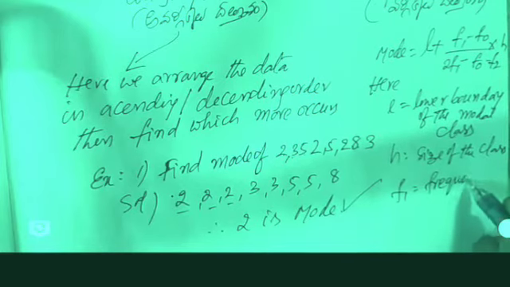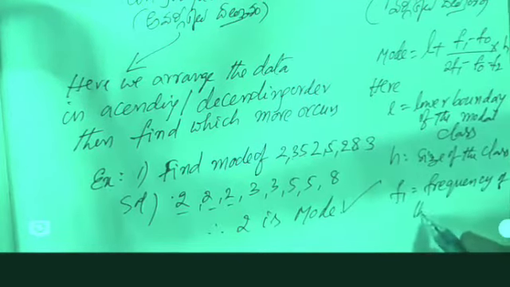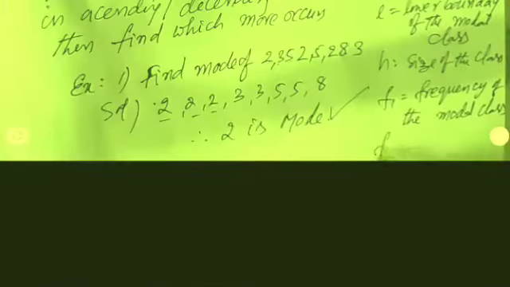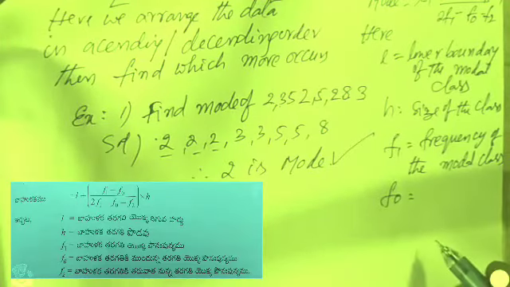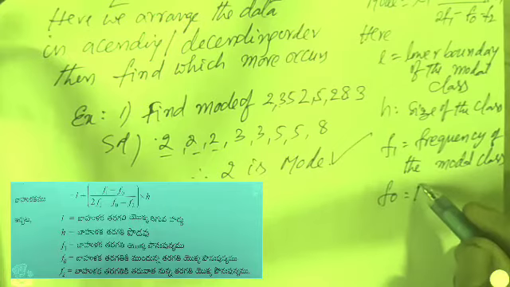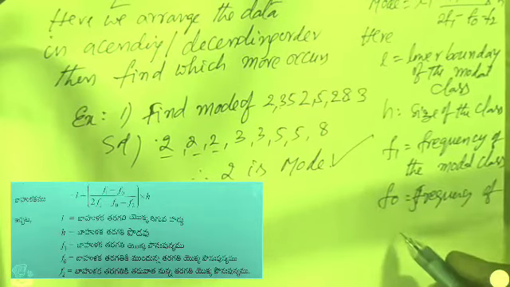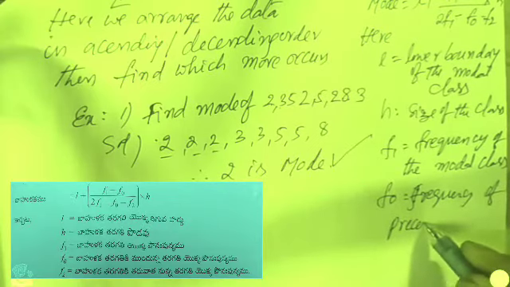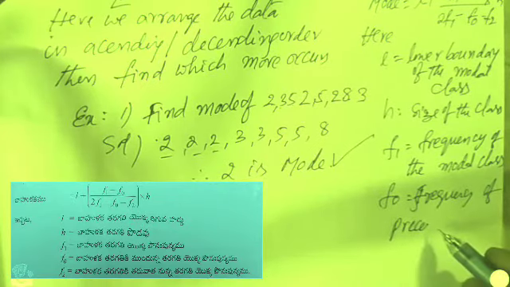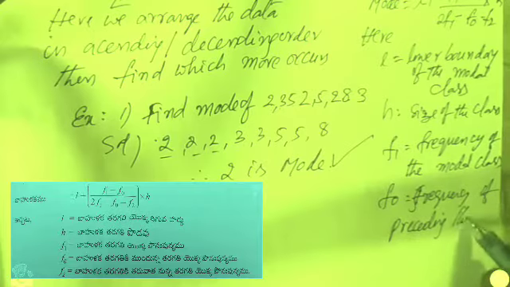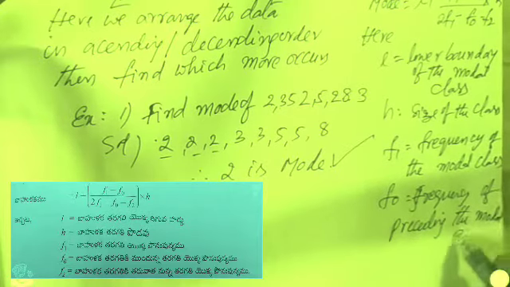Now h, size of the class, f1, frequency of the modal class, f0, frequency of the class preceding the modal class. Finally f2, what is meant by f2? Just it is the frequency of the class succeeding the modal class.